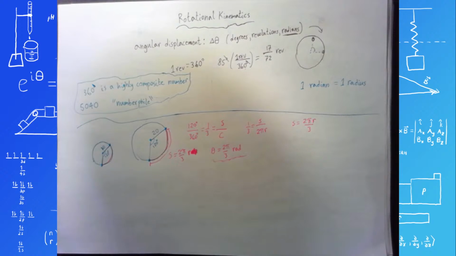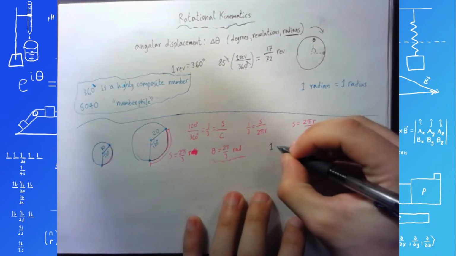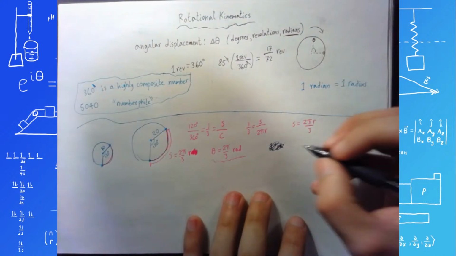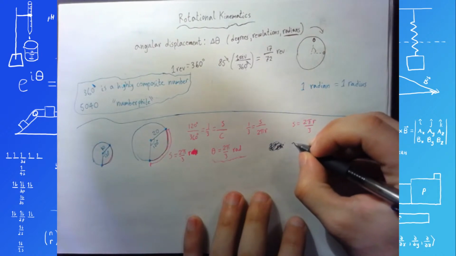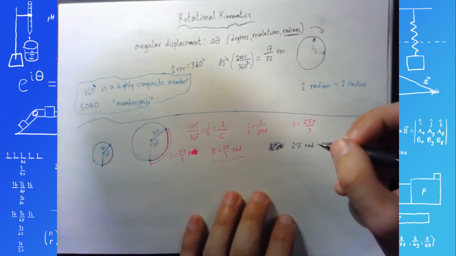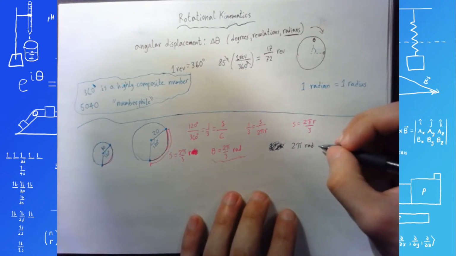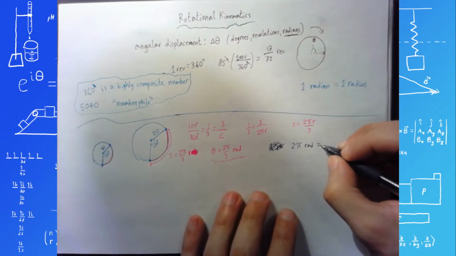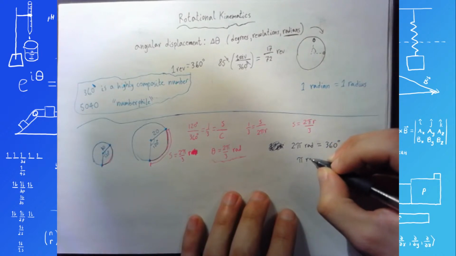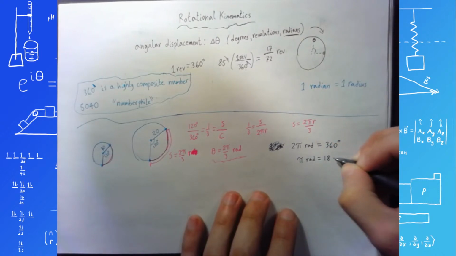And the quick recipe for converting from degrees to radians is this. 2 pi radians. What's that? Well, that would give you an arc length of 2 pi times the radius. That would give you the full circumference. So 2 pi radians is equivalent to the angle of 360 degrees. Or if you prefer, you might want to remember pi radians is equal to 180 degrees.